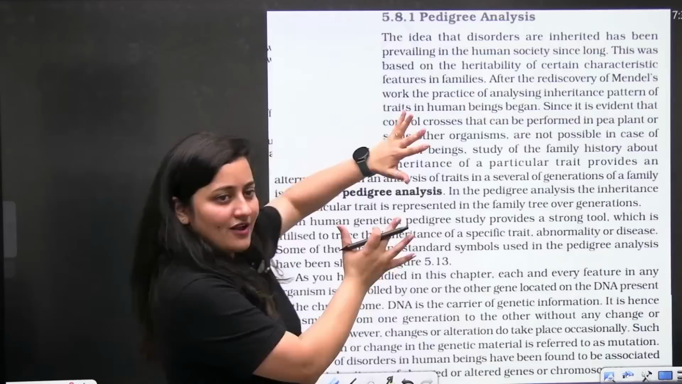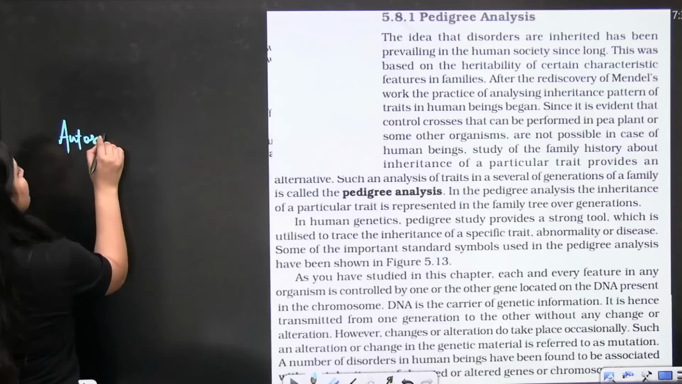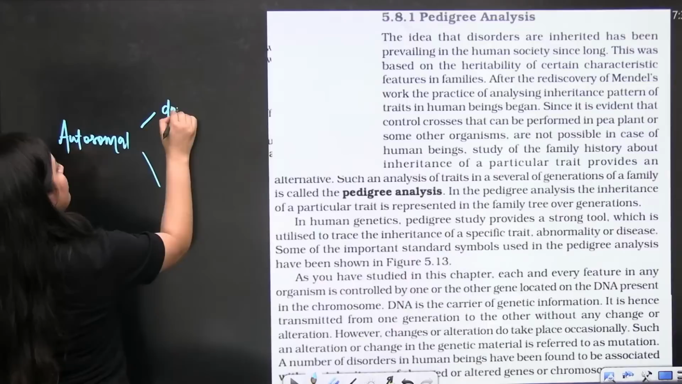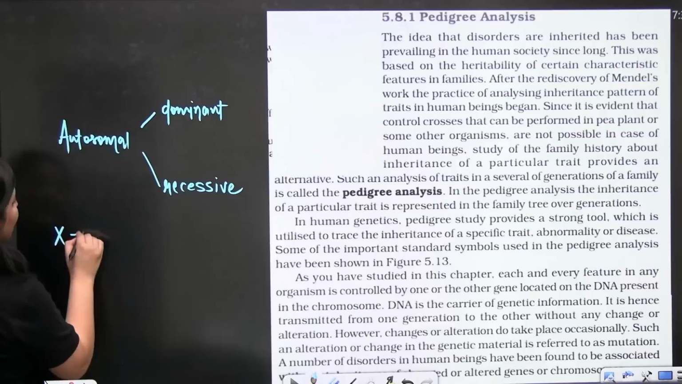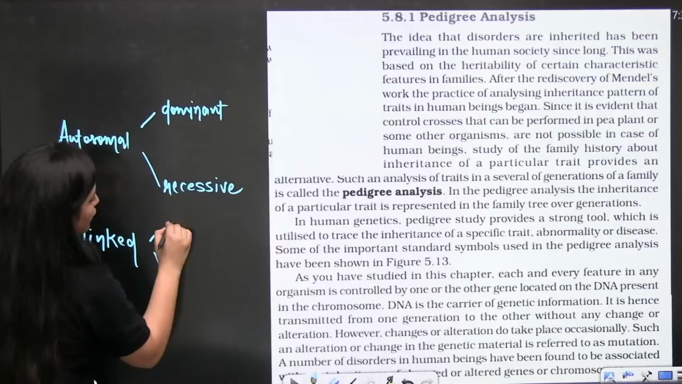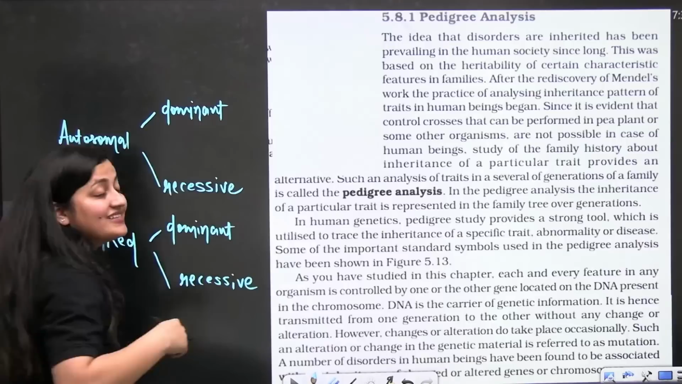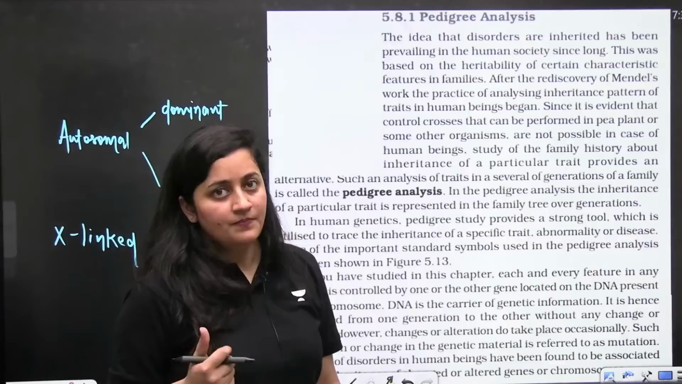Now, come back to the topic. This is about pedigree analysis. First of all, we are going to study autosomal dominant and recessive traits. I'll explain these terms. And as per your syllabus, X-linked dominant and recessive. See, it is basic genetics. Dominant is what is going to express itself. Recessive is what will not.